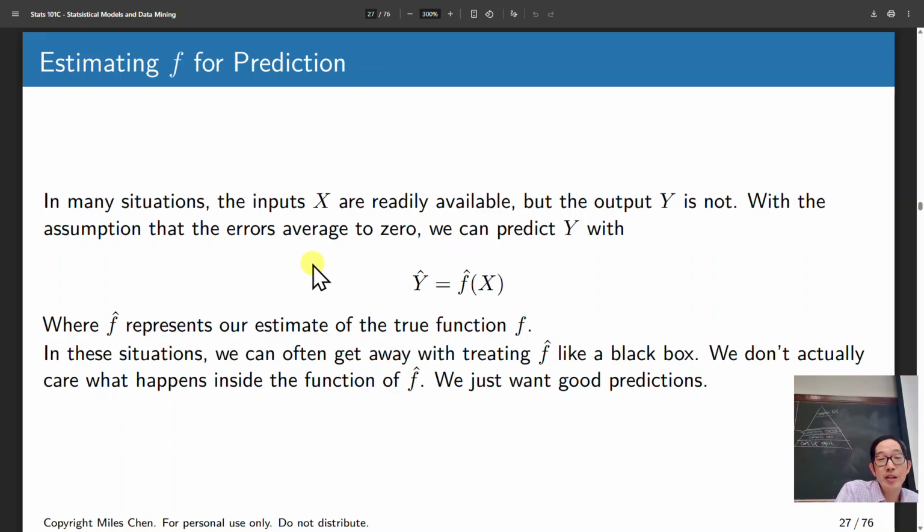With the assumption that the error averages to 0, we can try to predict Y, okay, by taking whatever our estimated function is. Okay, so f hat is our estimated function. And in a lot of our scenarios, we get away with treating this estimated function as a black box, okay? We don't actually care what's happening inside. We just want good predictions.